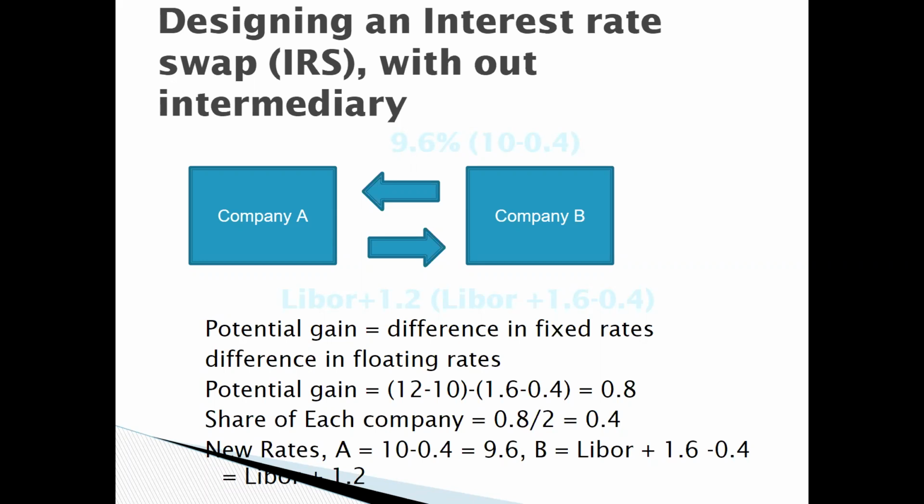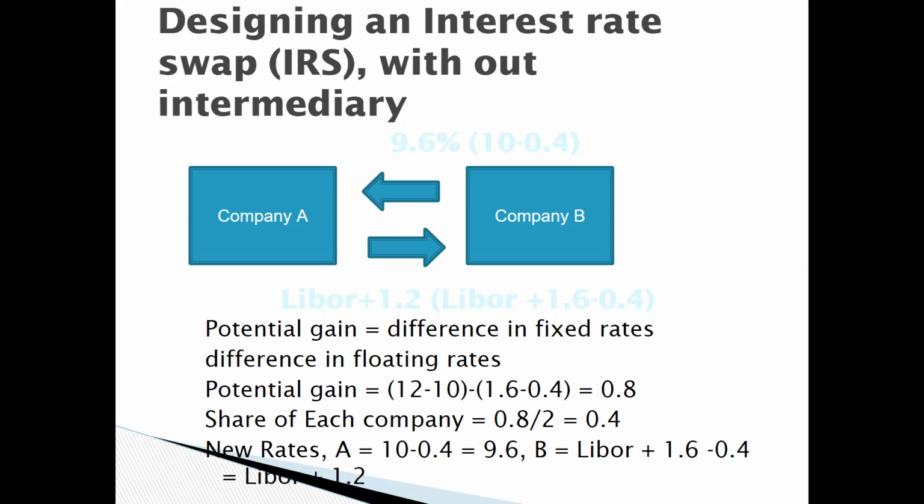So I have left out the LIBOR for easy cancellation purpose. But if you do that, the potential gain is 12 minus 10 minus LIBOR plus 1.6 minus LIBOR plus 0.4. So if you do that, you'll get a margin of 0.8. Are you understanding, students, how this number 0.8 comes? Yes, no? Yes. Okay. So this 0.8 is divided equally among the companies.